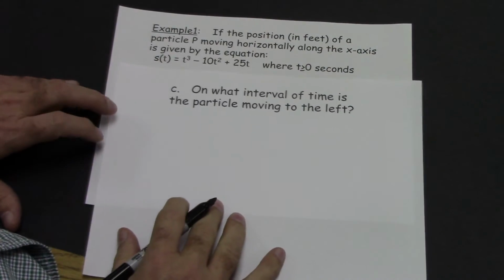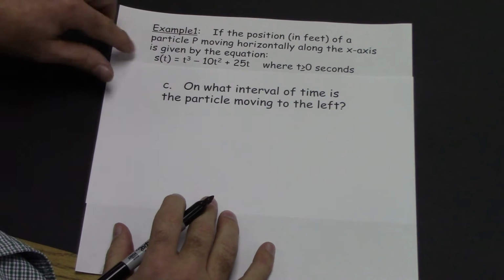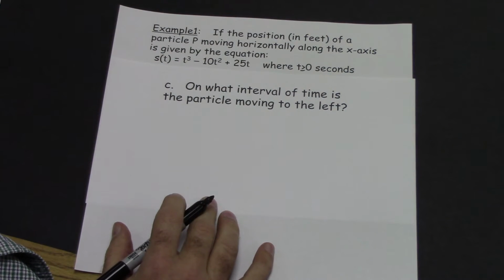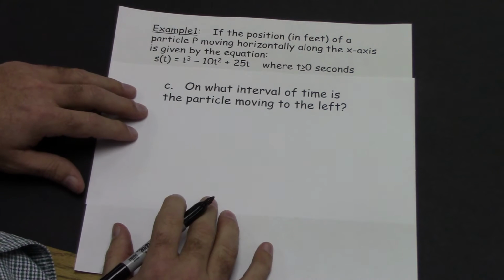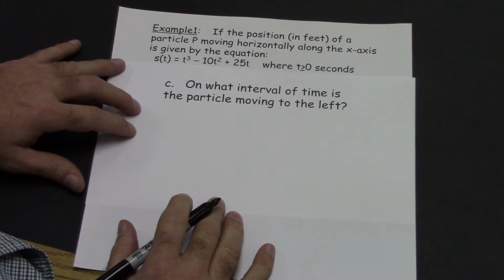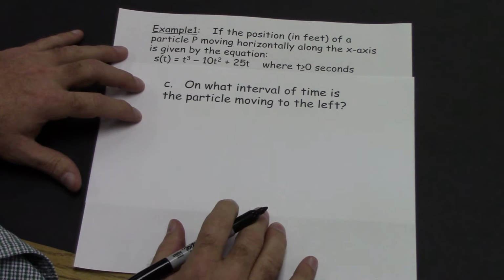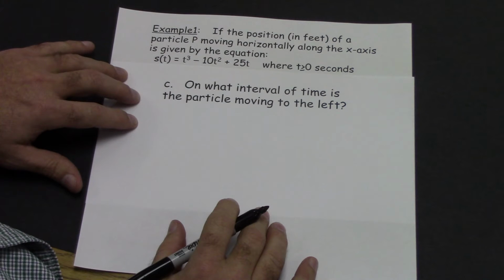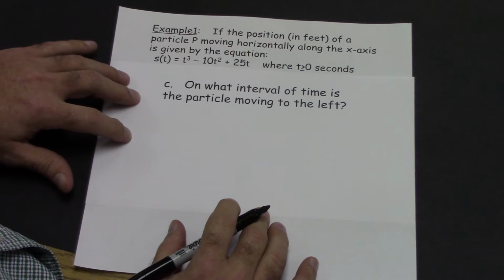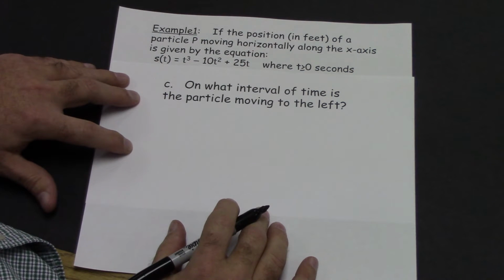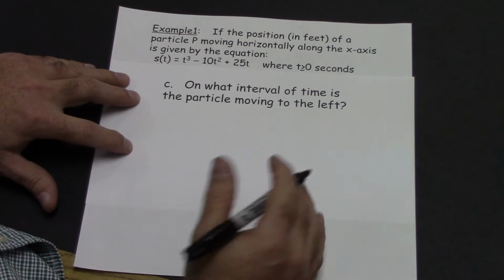Now part C. Once again, we're using our same position function. Part C says, on what interval of time is the particle moving to the left? We've already got our critical numbers, which were 5/3 and 5.